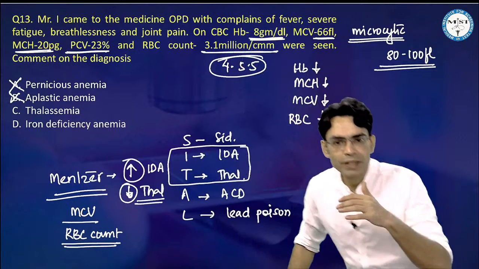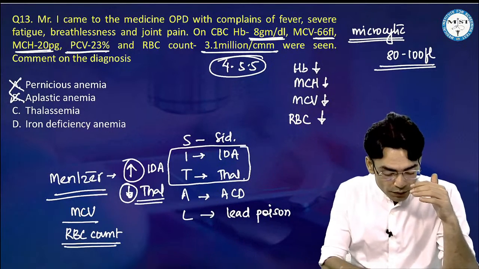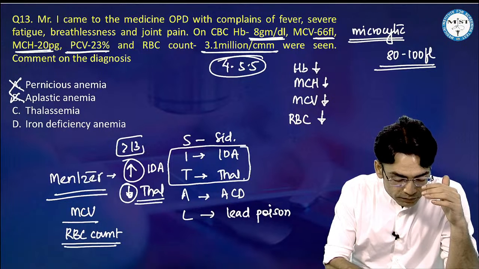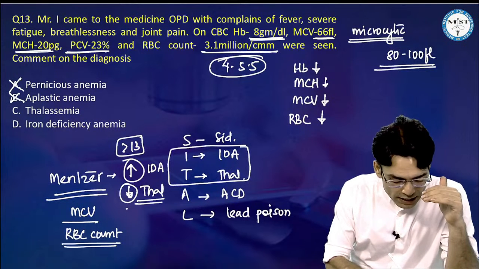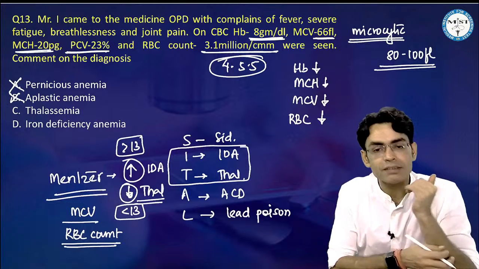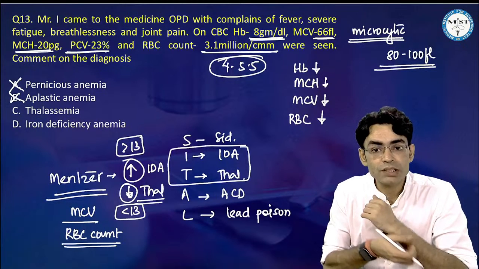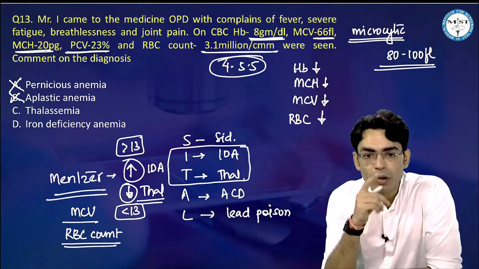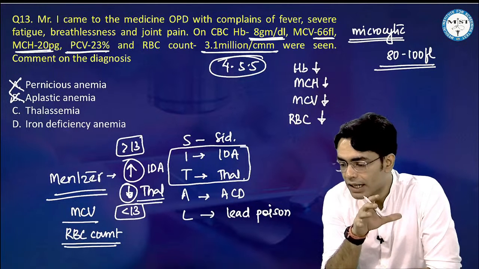If they ask you for a value also, if it is more than 13, it is iron deficiency anemia. And if it is less than 13, it is your thalassemia. Okay, so this is what you should know here. This is a question on the Mentzer index.